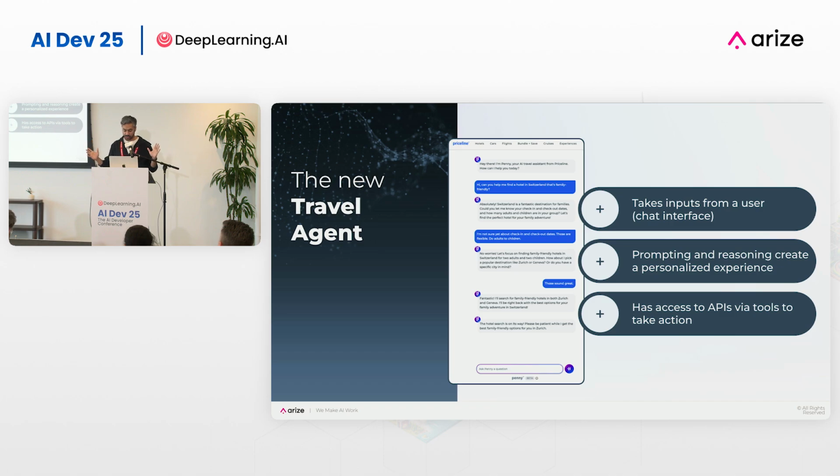Okay, so let's take a first example. Let's take the new sort of travel agent here, right? So what does it look like to actually go use a travel agent in this sort of new world? This agent might take inputs from a user, like through a chat interface. There might be some prompting underneath the hood, maybe some memory even, to create a personalized experience. And then this agent can actually take action. So these are the three components we're kind of thinking about when we think about agents. There's some input, some interface, there's some prompting or reasoning or memory, and then there's tool calls or API calls.